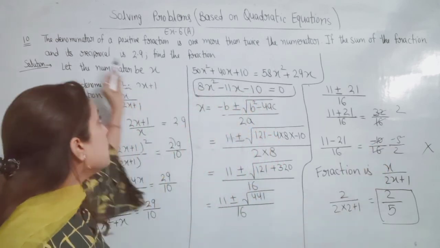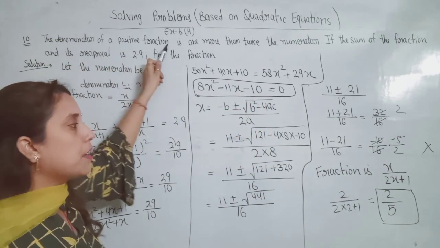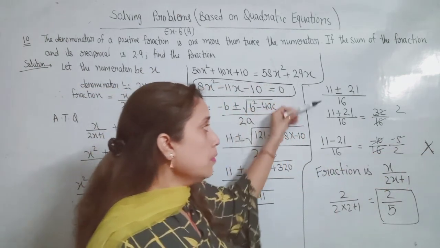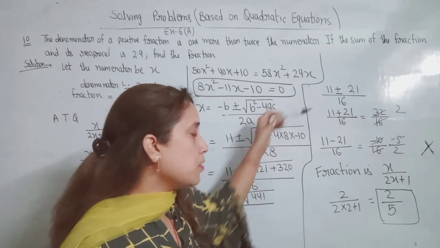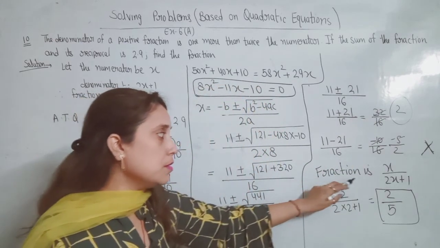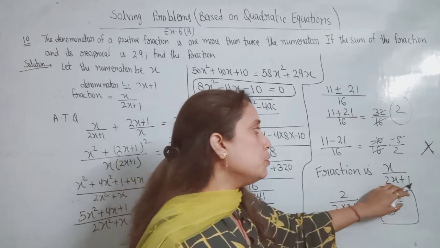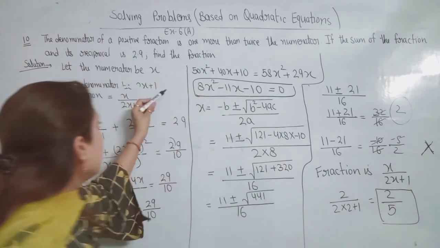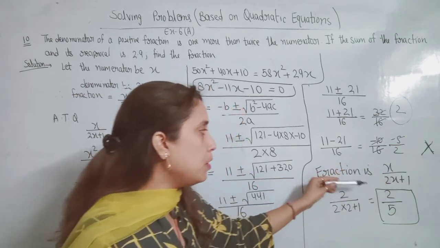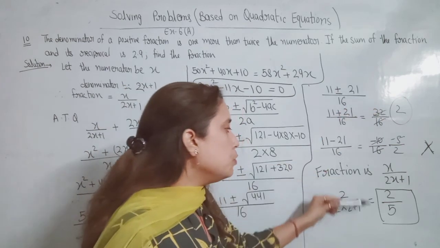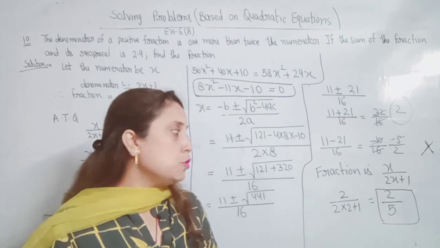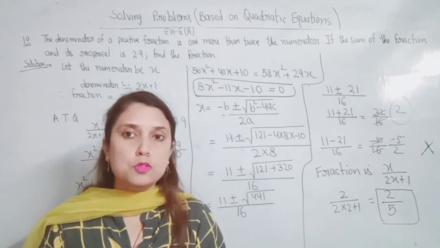But in the question it is given that this is a positive fraction, so we can't take the negative value. So we will take the positive value. So the value of x is 2. So the fraction is x upon 2x plus 1. Now we will put the value of x. x is 2: 2 upon 2 into 2, 4, plus 1, 5. So the answer is 2 by 5. The fraction is 2 upon 5.